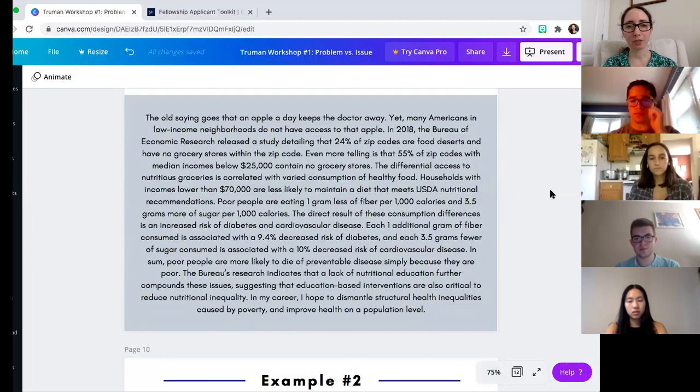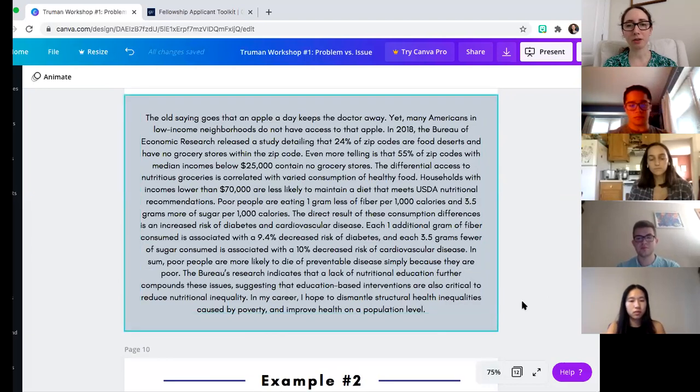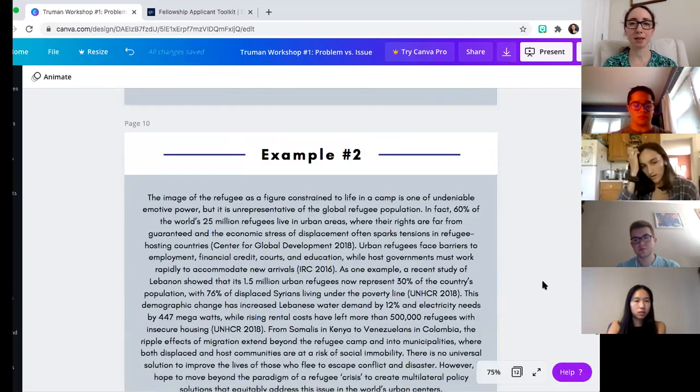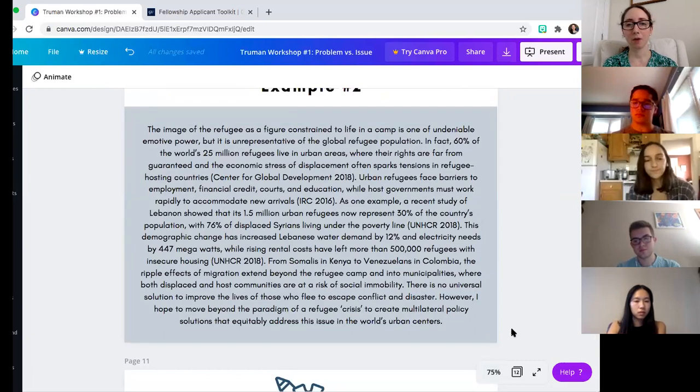So with the first one: "In my career, I hope to dismantle structural health inequalities caused by poverty and improve health on a population level." So that leads into where this is taking that person. And then here: "Hope to move beyond the paradigm of refugee crisis to create multilateral policy solutions that equitably address this issue in the world's urban centers."